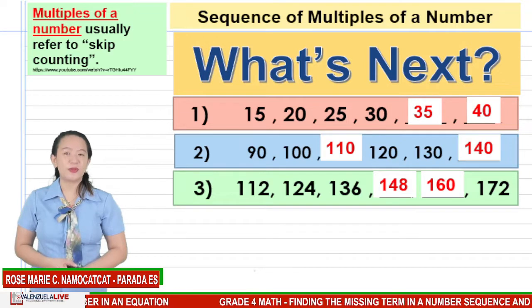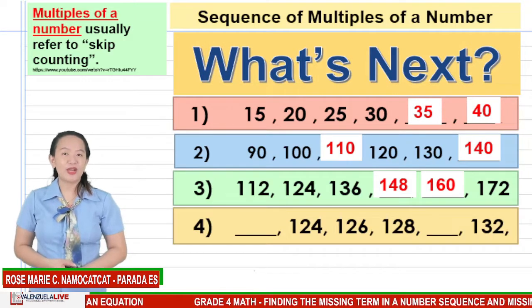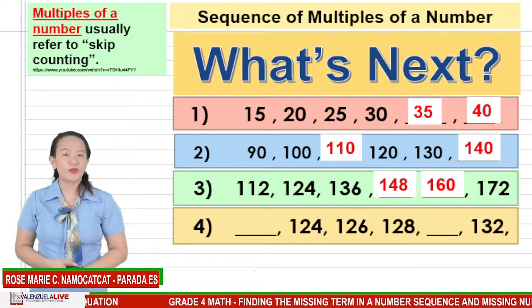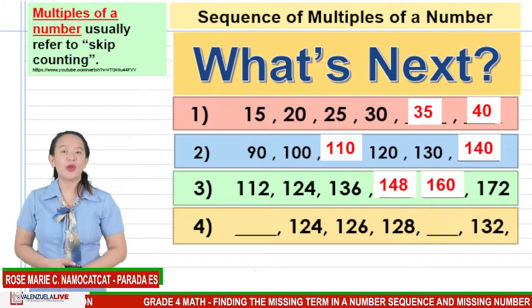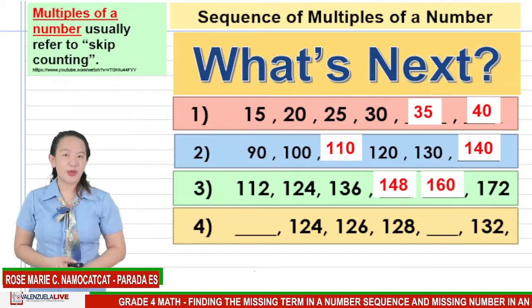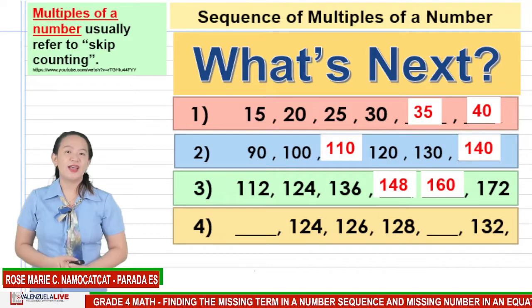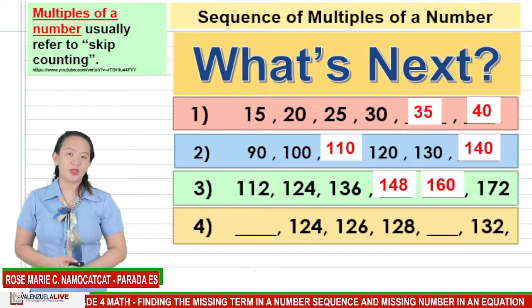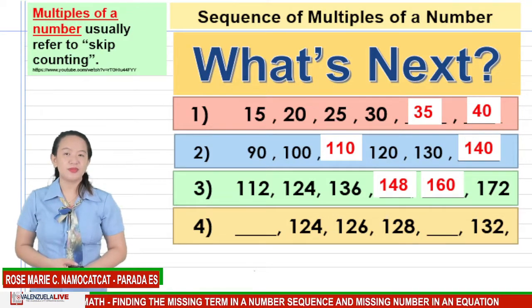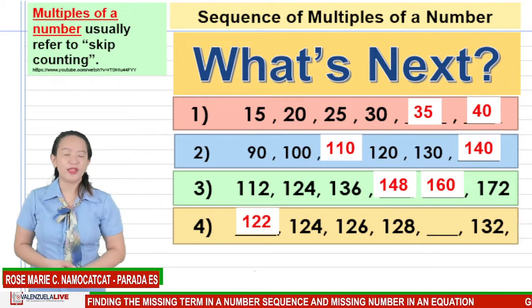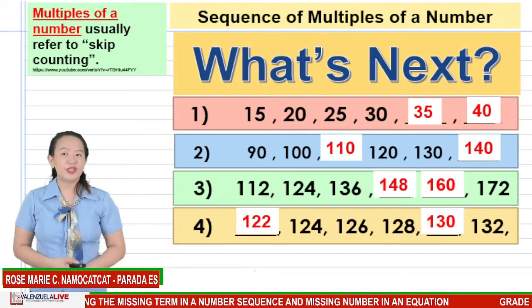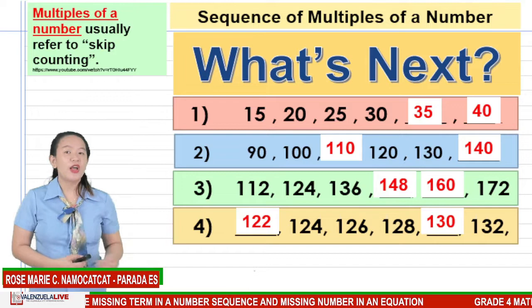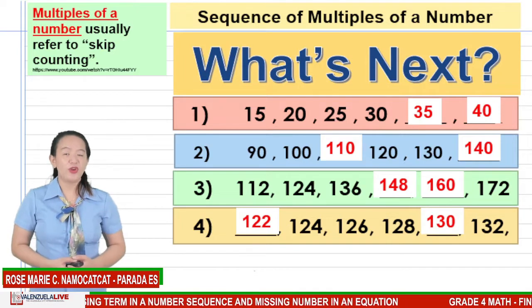Great. For number 4, what's next? What will be the first number followed by 124, 126, 128? What's next? And then 132. Great, it will be 122 and 130. So in number 4, we are in the multiples of 2.